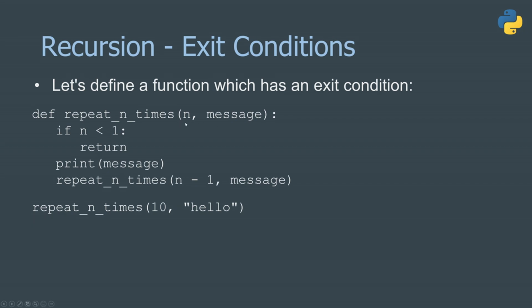Okay, so you notice the very first line of this function is an if statement that says, if n is less than 1, then I want to return. This is a special kind of return. You can see that it's not returning a value, it's just return.